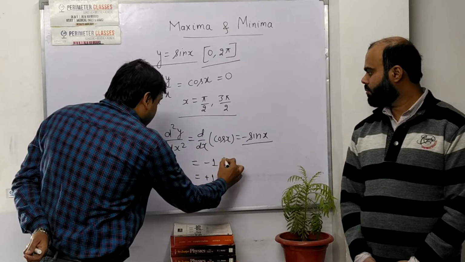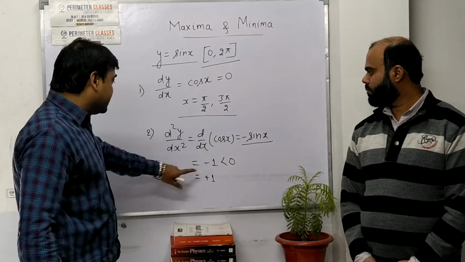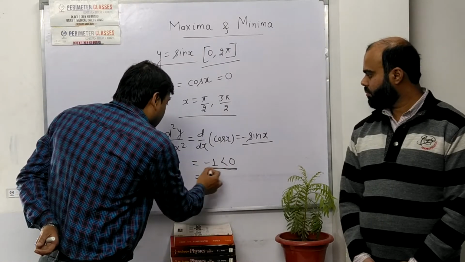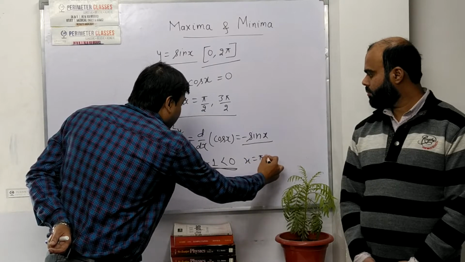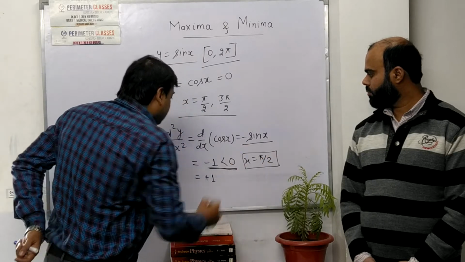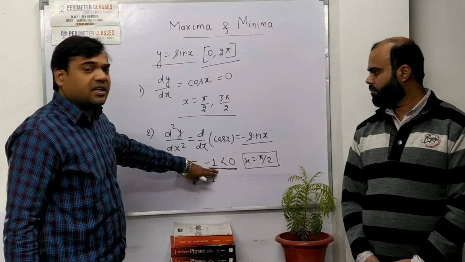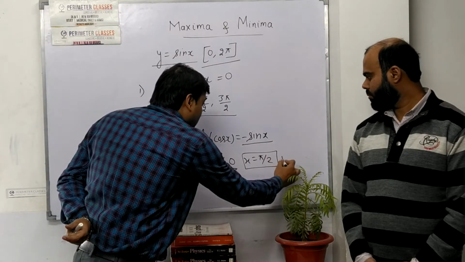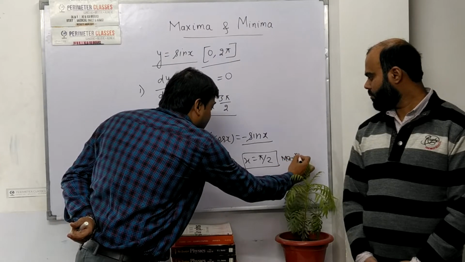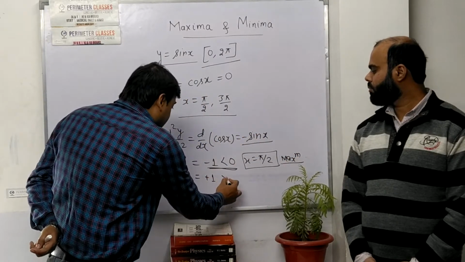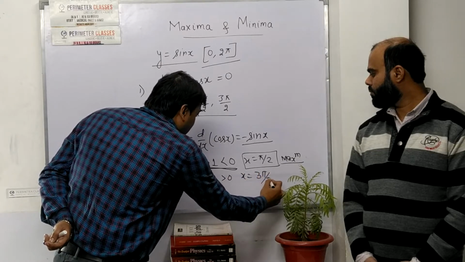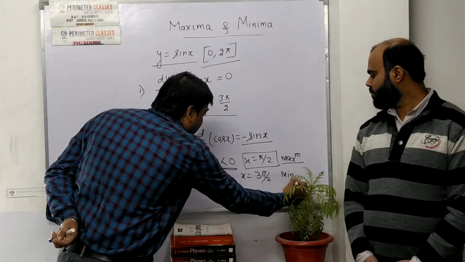Since this term, minus 1, is less than 0, at x is equal to pi by 2, since the second derivative is negative, y is equal to sin x will have its maximum value. The function will have maximum value here, and since the other is positive, at x is equal to 3 pi by 2, the function will have minimum value.